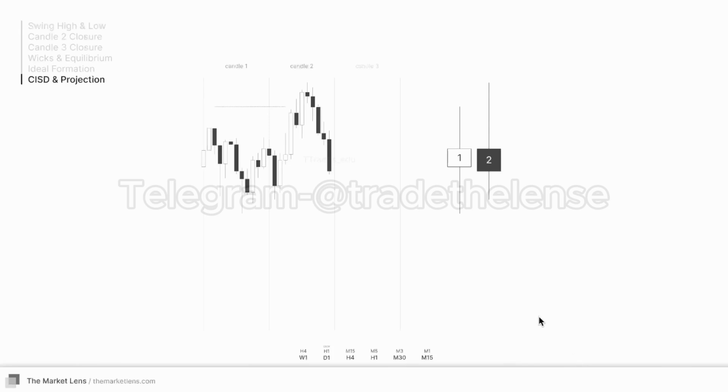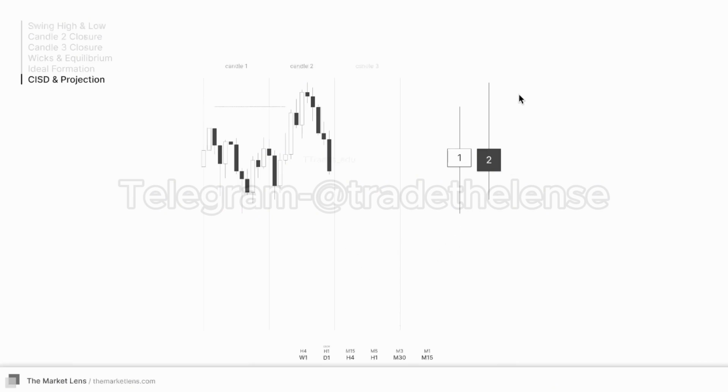Now that you understand what I am looking for on the higher timeframes in terms of closures, wicks, and equilibrium, that is how I anticipate those higher timeframe directions. But what do I do to confirm that on the lower timeframe? Well, that is where I use a change in the state of delivery confirmation and I project out targets.